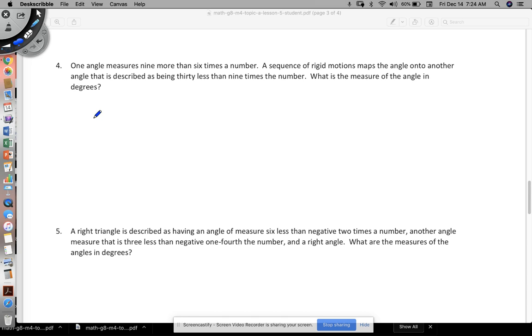So we have one angle measure is 9 more than 6 times the number. The sequence of the rigid motion maps the angle onto another angle that is described as being 30 less than 9 times the number. What is the measure of the angle in degrees? Okay, so let's start off with what we have first. We have 6x plus 9, and that's all going to equal 9x minus 30.